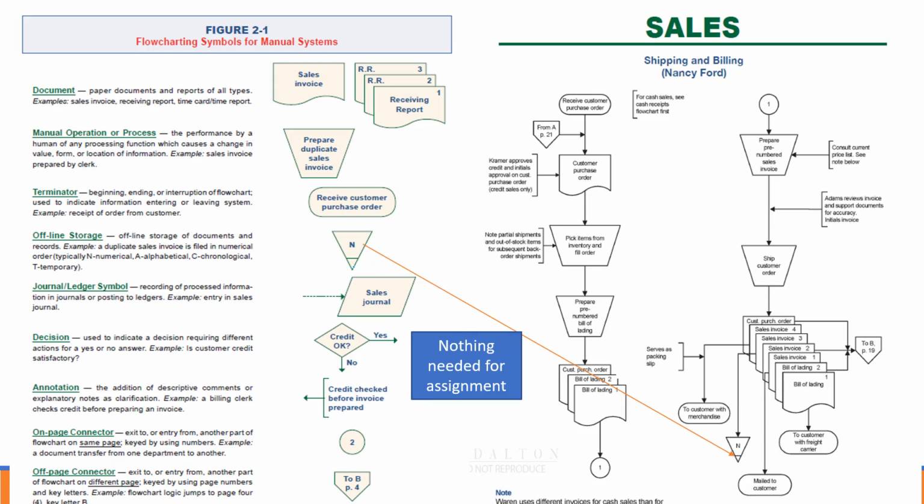And this triangle here is the offline storage for the document and the record. So this is where the document and record should go to the storage. And for our purpose, we skip that step, so we don't need to do anything. So basically, in this process, we need to put a sales invoice to a storage.